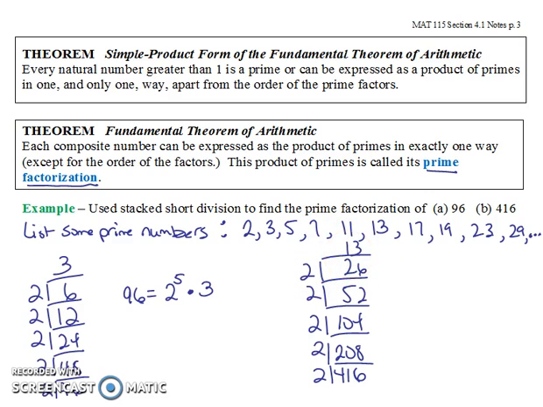When we get to 13, we know that 13 is prime. So I can count up. 416 is equal to 1, 2, 3, 4, 5, 2 to the 5th, times 13.